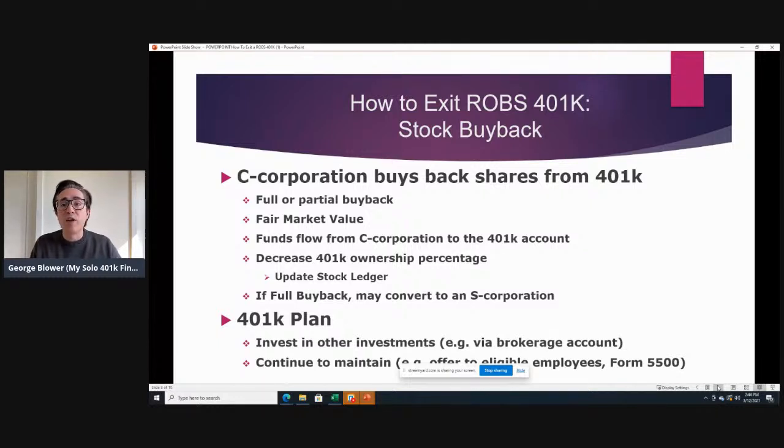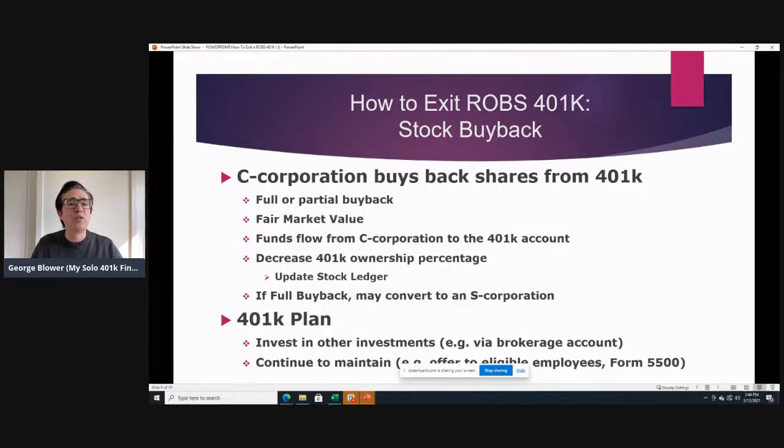So typically you're going to have a brokerage account. Like with our process, when you initially fund the business, you first have a brokerage account that you roll your money into. So when the company's buying that stock back, the money is going back to the brokerage account. And now you can invest it however you see fit through that brokerage account. So again, you're going to continue to maintain the 401k. It still needs to be offered to eligible employees. You're still doing the annual 5500 filing, but now you are no longer owning it through the 401k.